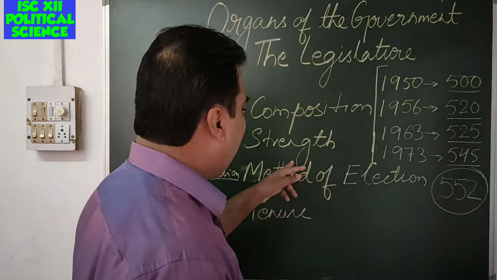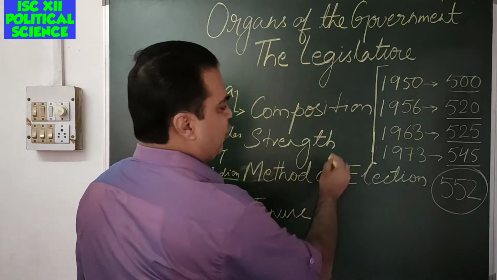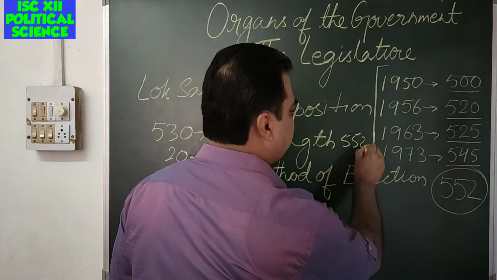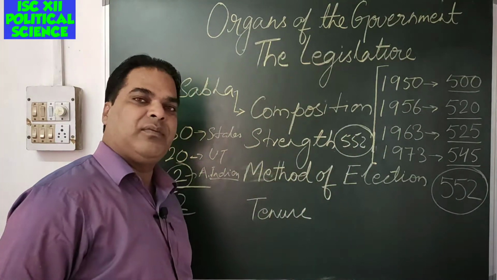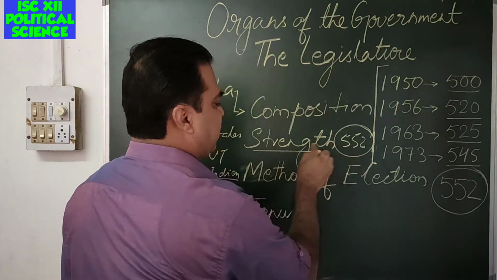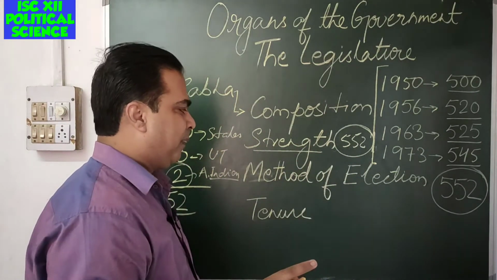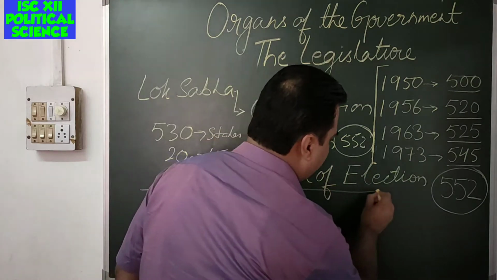Now let us talk about strength. As I told you, 552 is the total strength of Lok Sabha. Now next one is method of election.